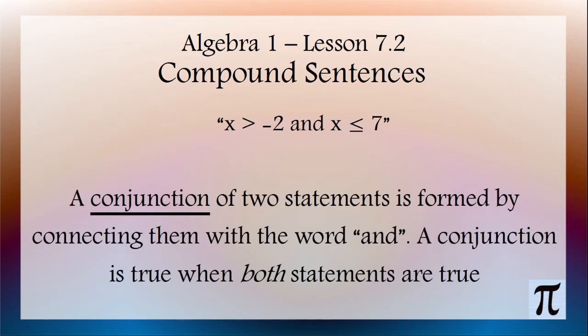This particular compound sentence is a conjunction. A conjunction of two statements is formed by connecting them with the word "and." A conjunction is true when both statements are true.